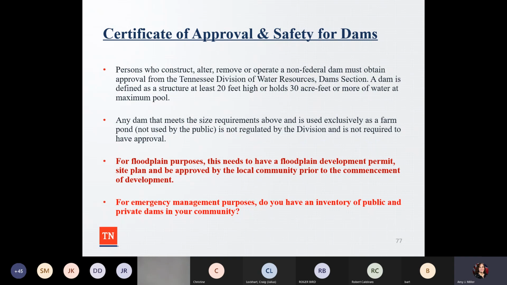Now, a lot of times they'll say, well, hey, I'm just going to build it on the farm. I'm not going to hurt anybody. And they can build it as high as they want. And there's really no oversight. So it's something to talk about with your local stakeholders, your board of aldermen, your county commissioners, because if a dam were to breach, how many homes are going to be affected?